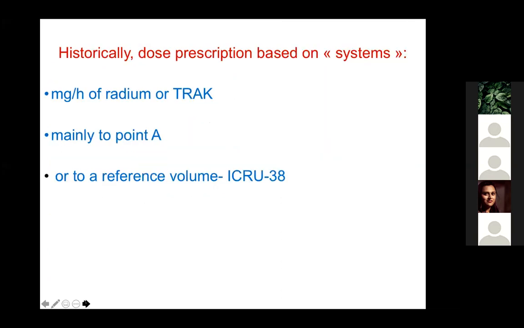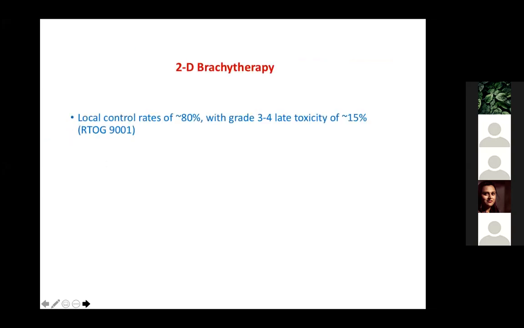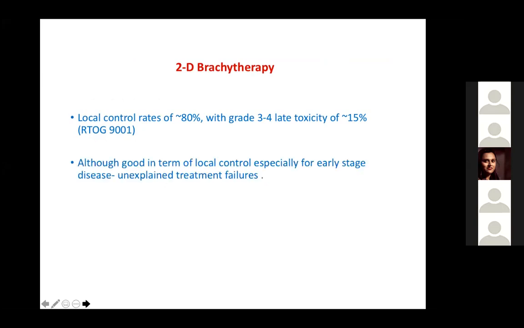And historically, the dose-based prescriptions evolved over a period of time. We started with milligram hour of radium from the Stockholm and Paris-based techniques. We subsequently moved on to Point A and the Manchester-based systems. And also we had the ICRU 38 concept where we had a reference volume through which we could correlate our doses and clinical results. So we were very happy with 2D brachytherapy because we had excellent local control rates and the toxicities were acceptable, to the tune of less than 15%.